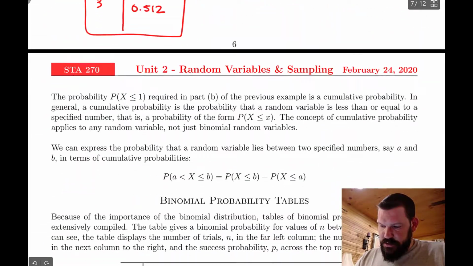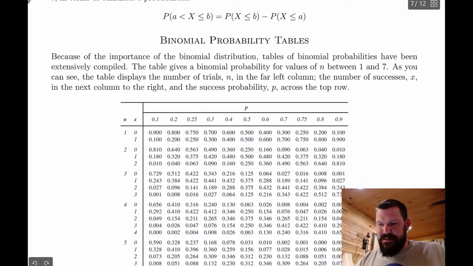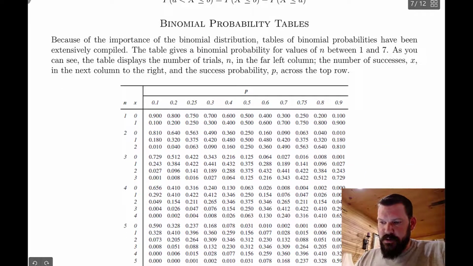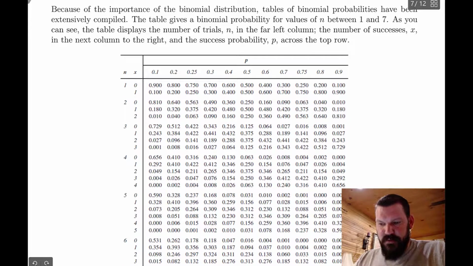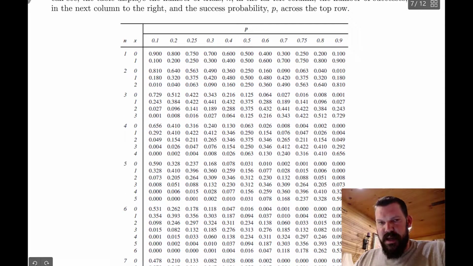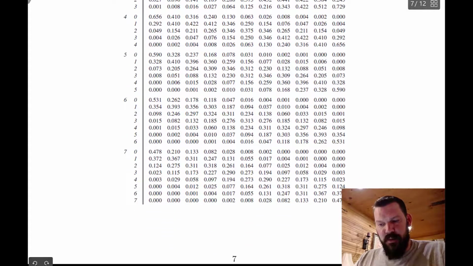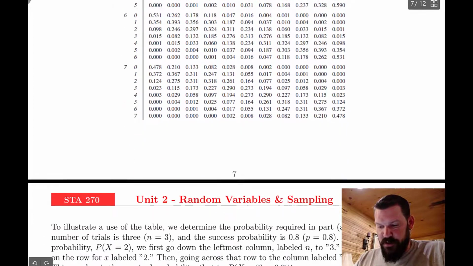The next thing that we want to look at, well, here's probability tables. You can read through this. A probability table shows you your n and x values. It gives you the probabilities 0.1, 0.2, 0.25, and so on. It's a handy tool to have sometimes when the probabilities are relatively small or the sizes of your population are relatively small.